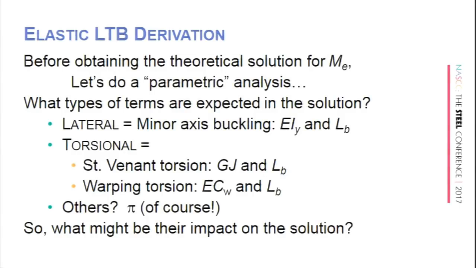So before obtaining the theoretical solution for our elastic moment, we're going to do a parametric analysis. And really, if you had to derive this equation, we'd all leave engineering. Thank goodness there was nothing but paper and pencil at the time that this was done. So what types of terms are expected in our solution? If we think about lateral buckling, it's really EI_y, right? It's the I_y of that flange. That's what we're really looking at. And a length, okay? And then torsion. We have two types of torsion. Saint-Venant torsion, which is really just the twisting moment, right? And then we have this other little torsion that we call warping torsion. So with Saint-Venant torsion, G and J, again over a length. Warping torsion, it's E times a warping constant, again over a length. And of course, all of our equations must have pi or else they can't be right.